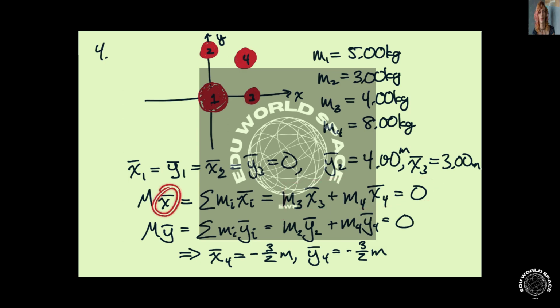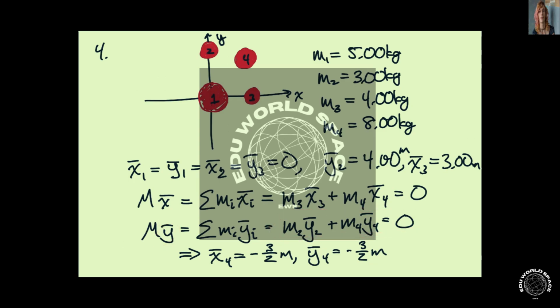And we want x bar to be 0, so we really don't care what M is, but we want x bar to be 0, so we know this thing has to be 0. And same for y, in this case it's just 2 and 4 that we have to worry about. And those two are here, and so again we want this to be 0.